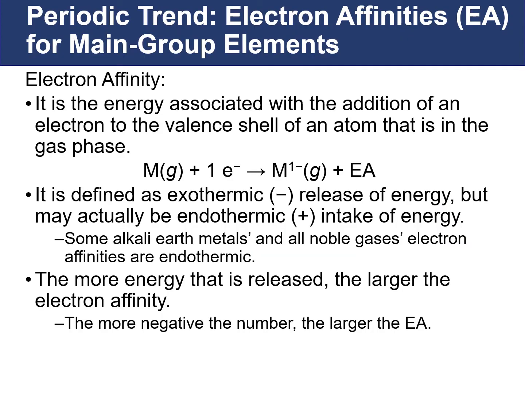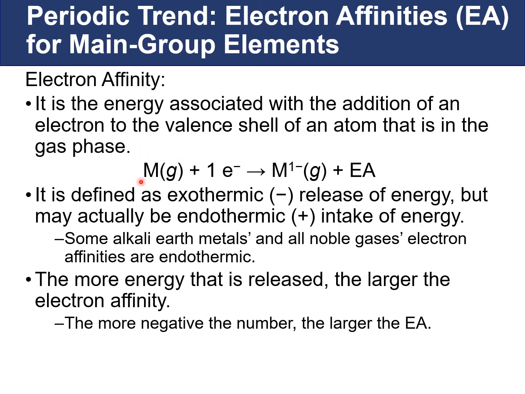In our previous video, we talked about ionization energy, which is the amount of energy that is required to remove an electron from an atom. Electron affinity is sort of the opposite. That is the amount of energy that you get back from adding an electron onto a neutral atom. So the electron affinity is the energy associated with the addition of an electron to the valence shell of an atom that is in the gas phase.